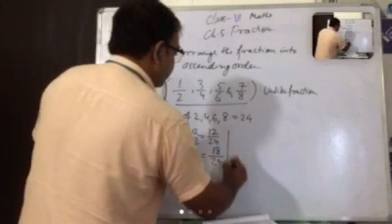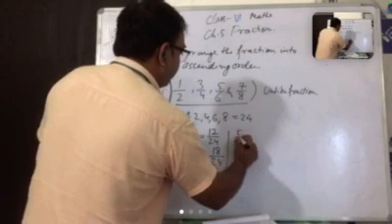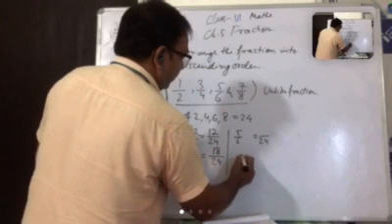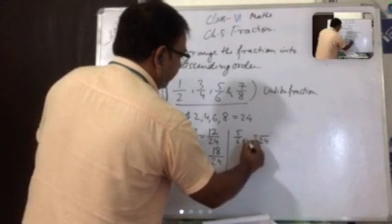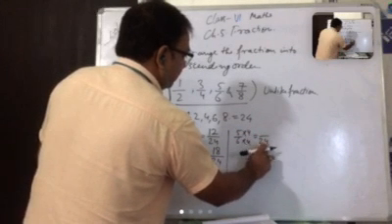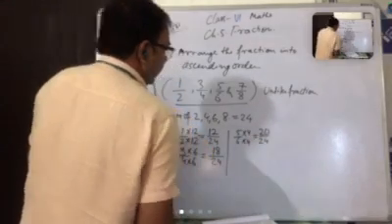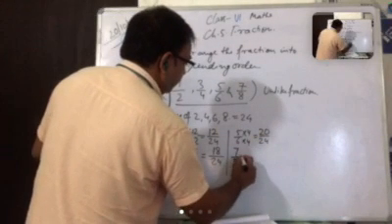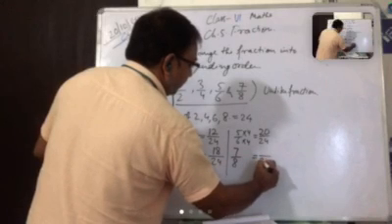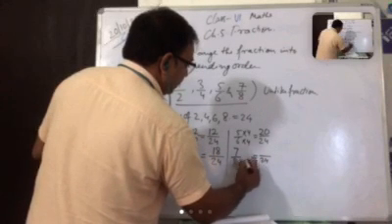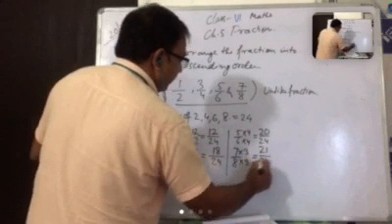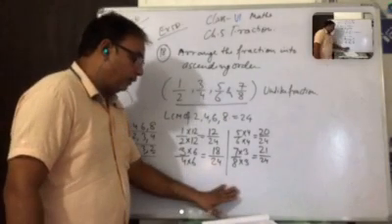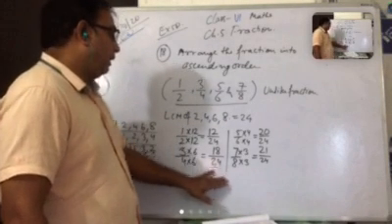Now the next fraction, 5 upon 6, and the required denominator is 24. 6 fours are 24, so 5 fours are 20. Now the last is 7 upon 8, and the required denominator is 24. So 8 threes are 24 and 7 threes are 21.